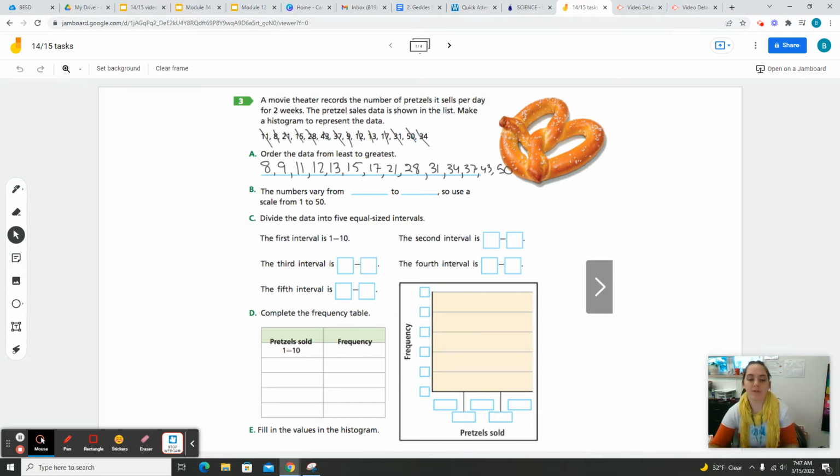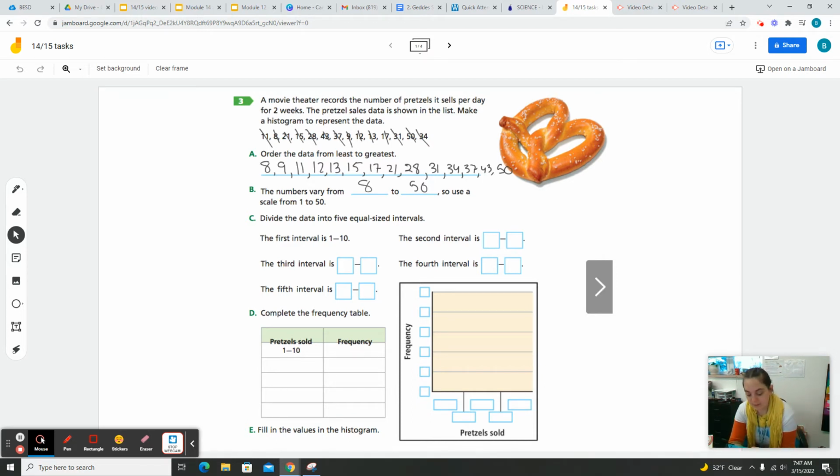The numbers vary from 8 to 50 because that's our smallest and our biggest. So we're going to use a scale from 1 to 50 so that all values are included. Let's divide the data into 5 equal size intervals. The first interval is 1 to 10, and each interval is the same.